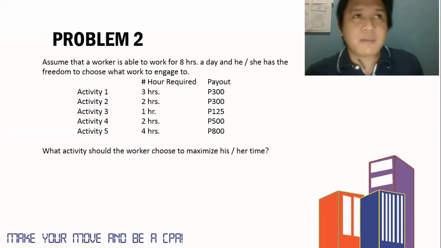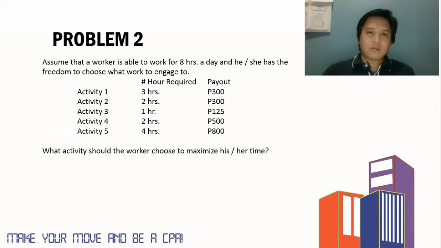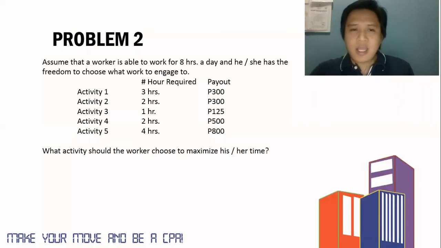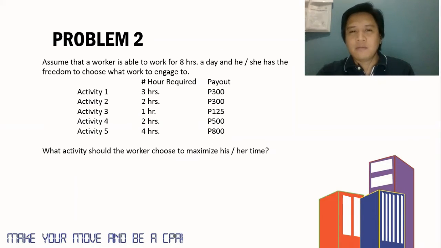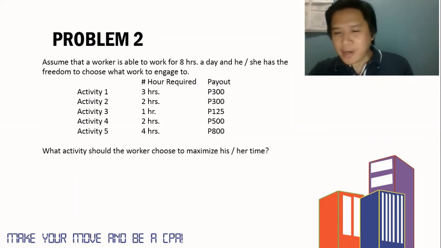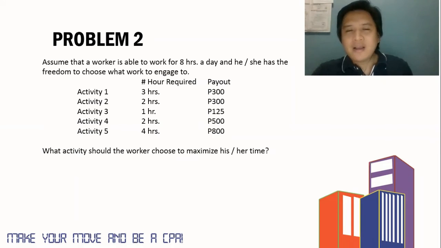Okay? So, ibig sabihin, the only constraint would be the 8 hours. Kasi 8 hours pa rin dapat yung allocation. Pag sumobra ka sa 8 hours, siguro, baka hulihin ka na ng police, overwork ka na. Okay? For example lang, 8 hours lang talaga yung pwede niyang gamitin every day.